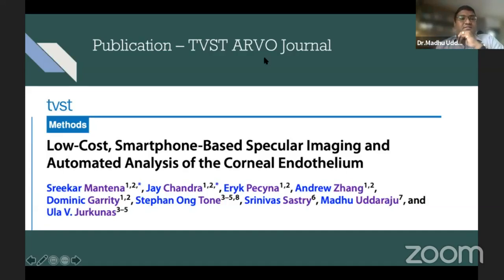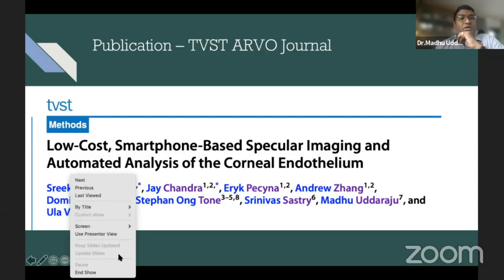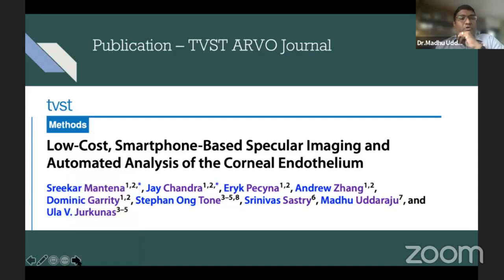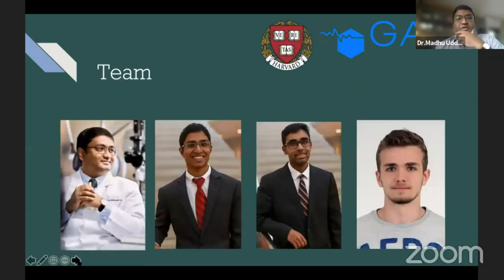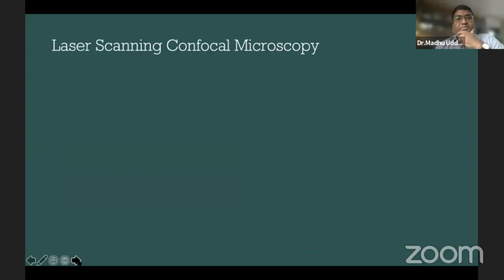So next thing is the confocal microscopy. So this is our team from Harvard. I acknowledge their contributions towards making the app. The clinical part we have been doing from our institute.